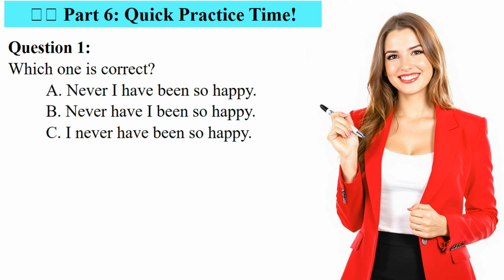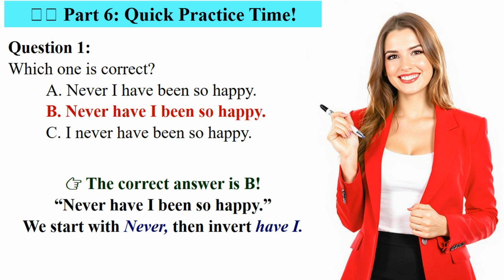Ready? Question 1. Which one is correct? A. Never I have been so happy. B. Never have I been so happy. C. I never have been so happy. The correct answer is B. Never have I been so happy. We start with never, then invert have I.